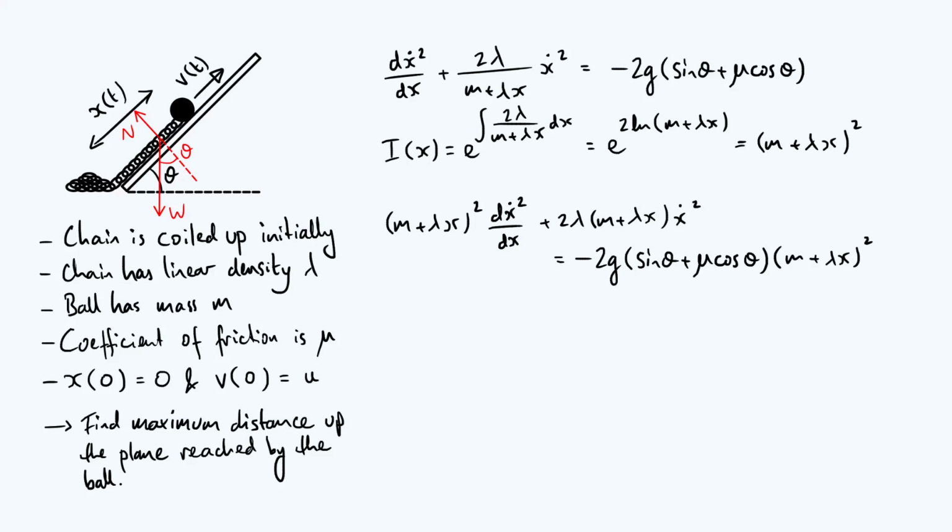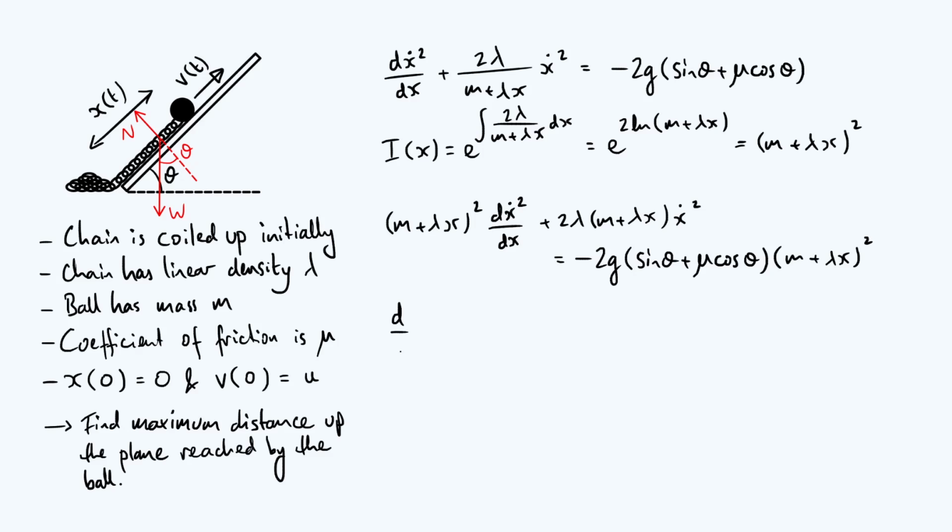Now, if you look closely at the left-hand side, you'll notice that 2 lambda times m plus lambda x is the derivative of m plus lambda x all squared. That follows from the chain rule. But also, d x dot squared by dx is, well, straightforwardly the derivative of x dot squared with respect to x. And that kind of sum of two terms is the kind of thing you get from the product rule. So we can write the left-hand side as the derivative of a product.